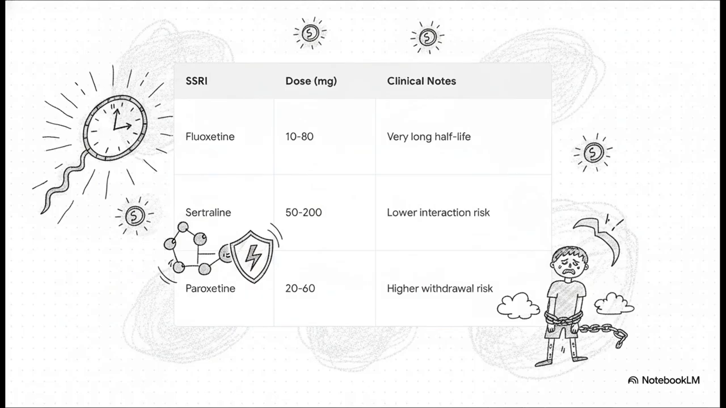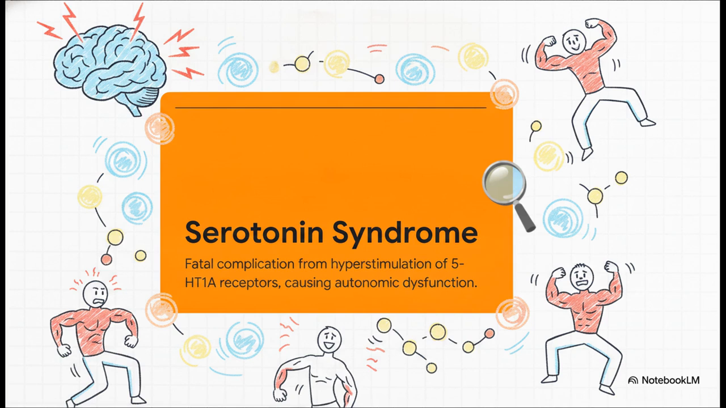Looking at the SSRIs, it's not a one-size-fits-all situation. Clinicians have to play matchmaker. For instance, fluoxetine is often chosen because it has a very long half-life, which is great for once-daily dosing. Sertraline is highly favored for patients where you want a lower risk of adverse drug interactions. But then you have paroxetine, which is more anticholinergic and carries a notably higher risk of withdrawal symptoms if it's stopped abruptly.